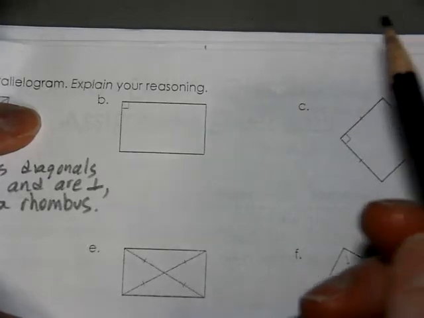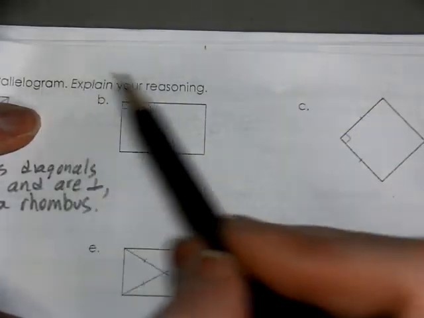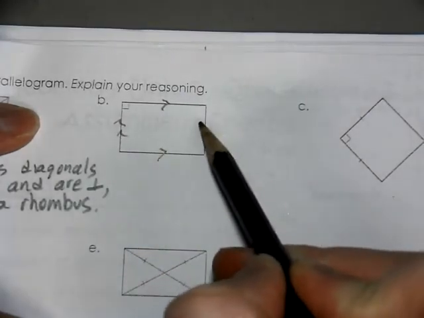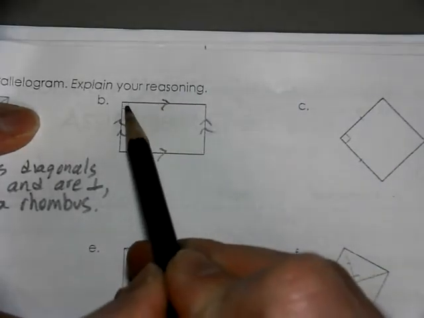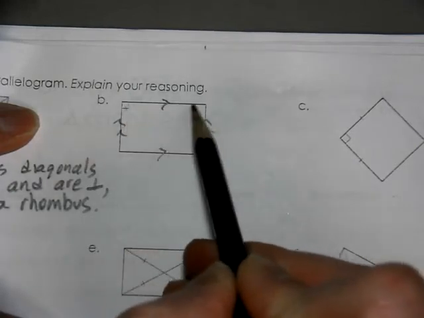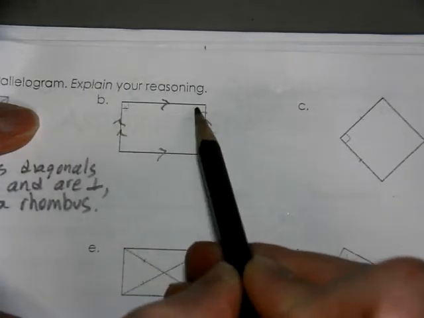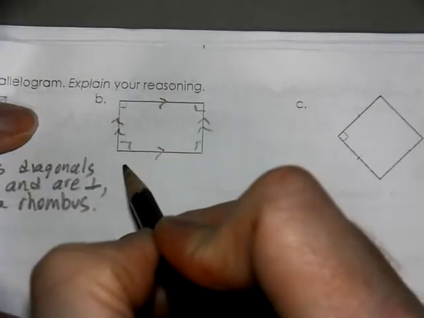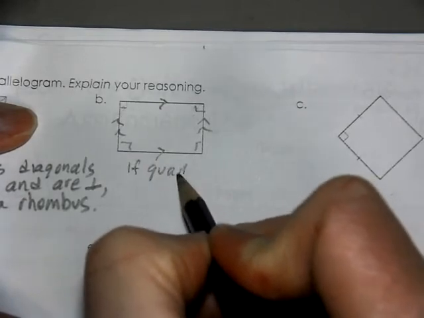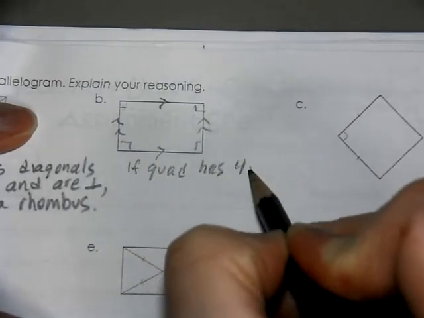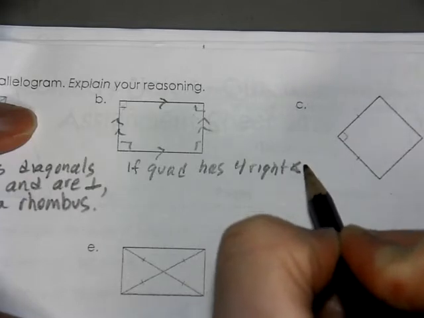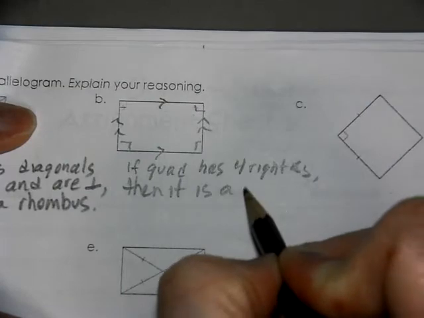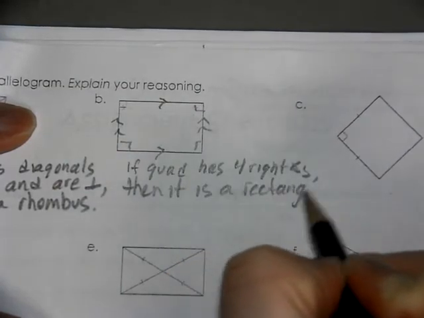Okay. We're told that this is a parallelogram. So if this is a parallelogram for sure, we would need to know that. If you have one right angle, you know that consecutive angles are supplementary, so they have to add up to 180 and add up to 180 and add up to 180. So if quad has 4 right angles, then it is a rectangle.